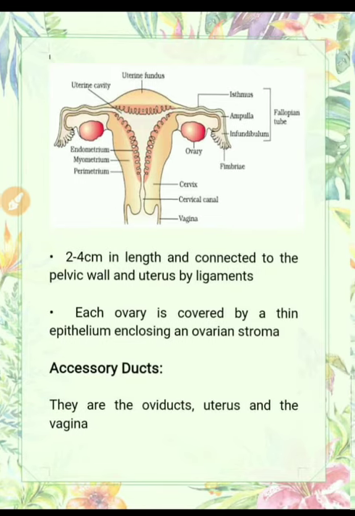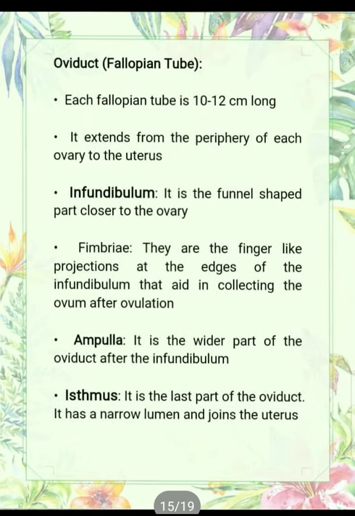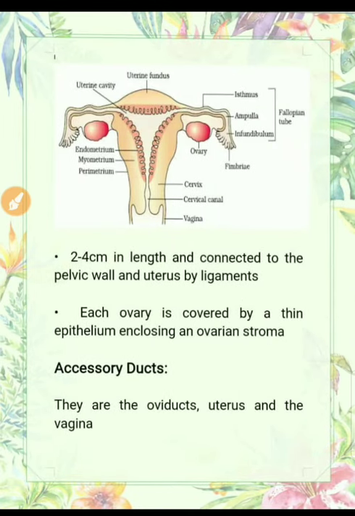You can see here this one is the ampulla. And after that, the isthmus. It is the last part of the oviduct, it has a narrow lumen and it joins the uterus. You can see here the fallopian tube starts from here and ends here.